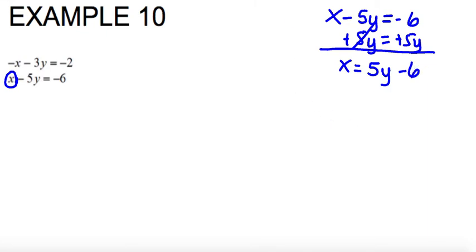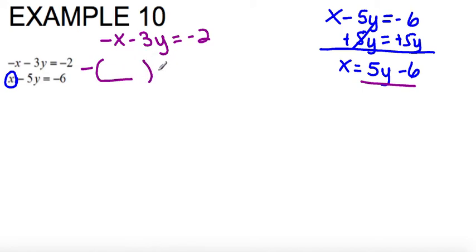And now I'm going to rewrite the top equation, and wherever I see x, I'm going to plug in the 5y minus 6. So I have negative x minus 3y equals negative 2. And now instead of writing x, I'm going to put a parentheses to remind me that's where I'm substituting my quantity in. And then I plug in or substitute the 5y minus 6. Make sure that this negative comes down.